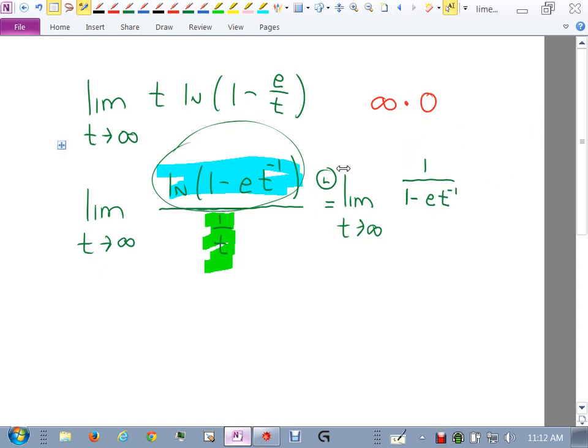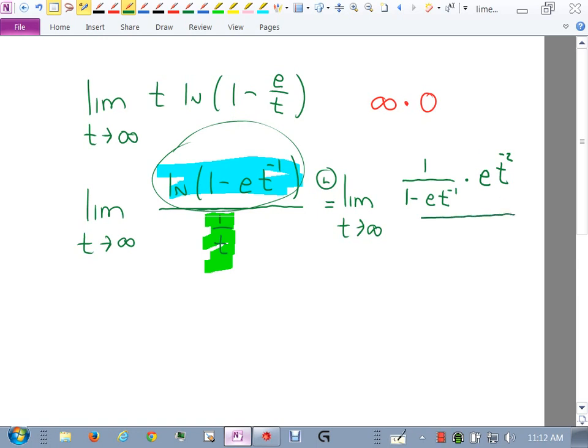You all agree that's the derivative of natural log of something. And then we have times the derivative of what's in here. So what's the derivative of what's in here? Well, derivative of 1 is 0 minus, let's see, e is a constant. Derivative of t to the negative 1. Negative 1 comes down, right? So that makes it e t to the negative 2.